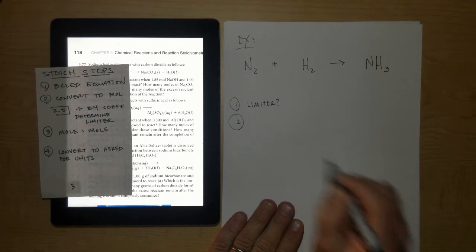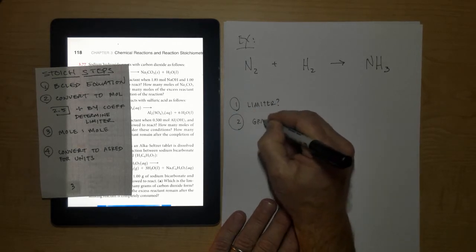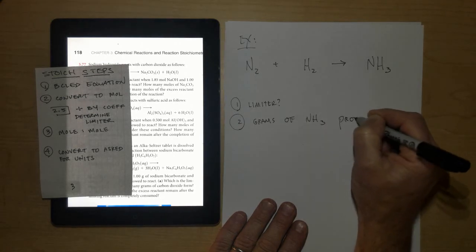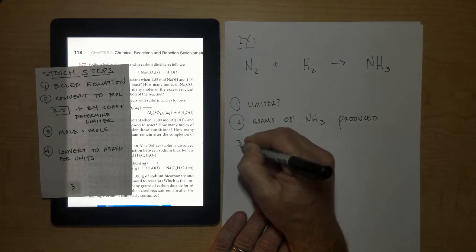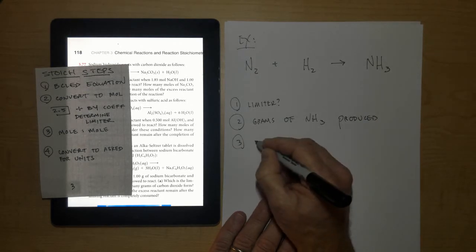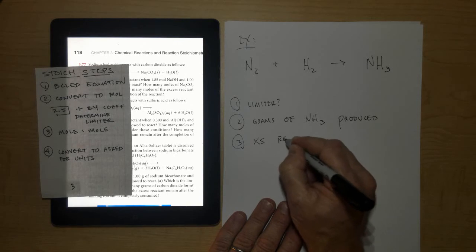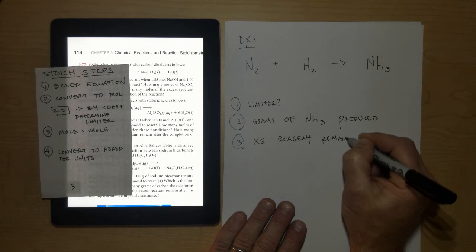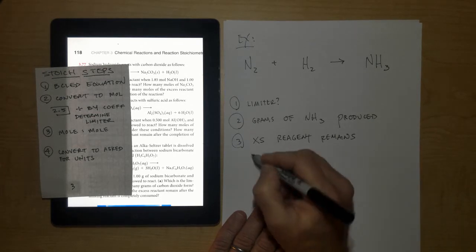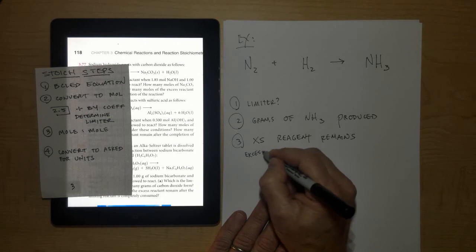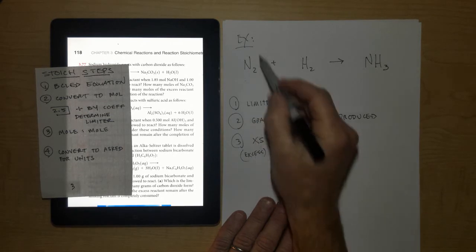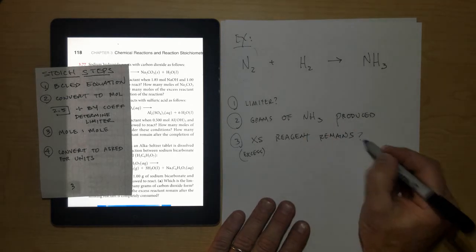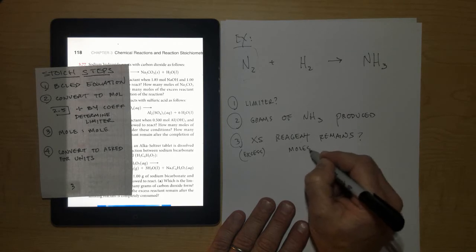And then number 2, I'm going to ask how many grams of NH3 are produced. And then number 3, I'm going to ask how much of the excess reagent remains. So this is just a short way of writing the word excess, in case you've never seen that before. And then reagent just means one of the reactants. That's what reagents are. And then how much of it remains. And we'll ask in moles how much remains.